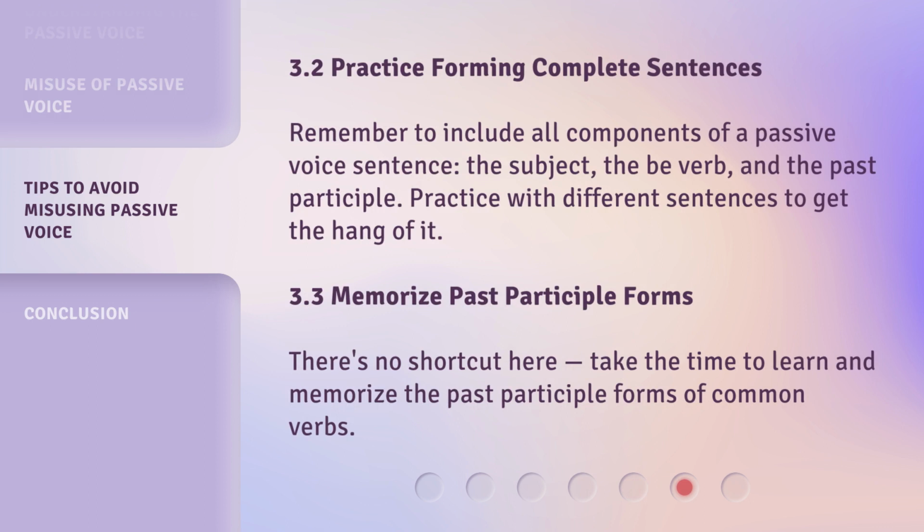3.2 Practice forming complete sentences. Remember to include all components of a passive voice sentence: the subject, the be verb, and the past participle. Practice with different sentences to get the hang of it. 3.3 Memorize past participle forms. There's no shortcut here. Take the time to learn and memorize the past participle forms of common verbs.